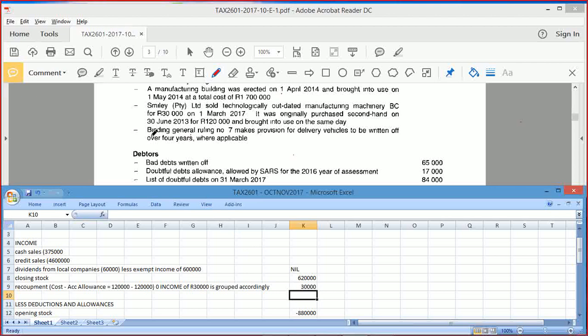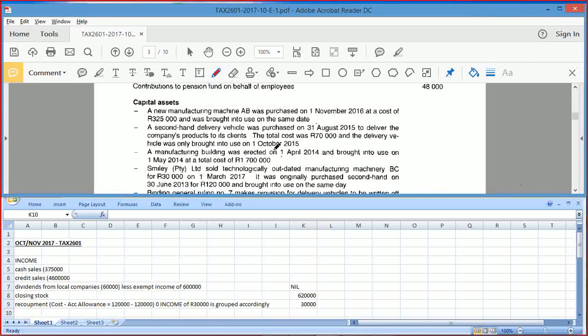Okay. Awesome. What does that say there? Binding general ruling makes provision for delivery vehicles to be written off over 4 years where applicable. Right, that I know. Yes, sir. Why? Say that? What is this? Delivery vehicles written off over 4 years. Do you agree? Yes, sir.